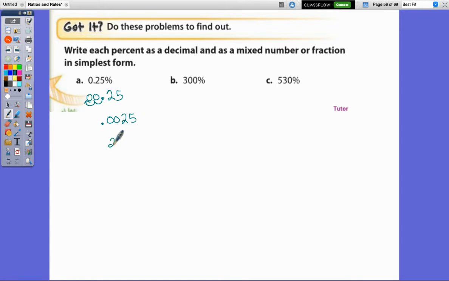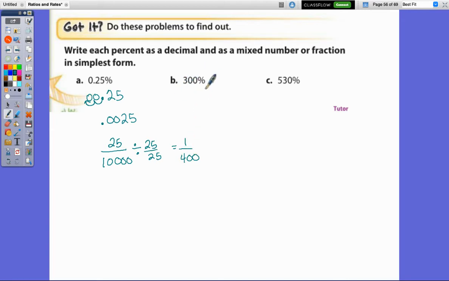25/10,000ths. If I write that as a fraction, say its name, 25/10,000ths. I can simplify the numerator and denominator by 25, and I get 1/400.